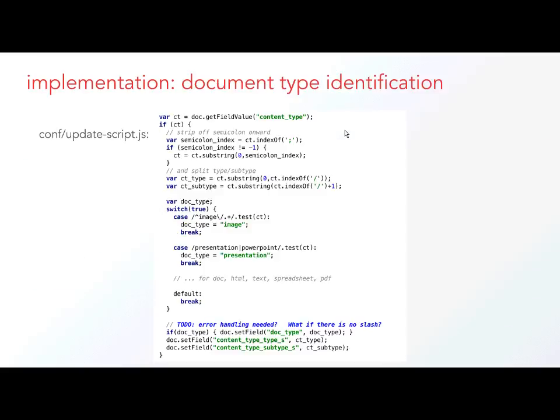Don't feel compelled to have to read this JavaScript code that's on the screen right now, but this is the section of the update script that identifies the document type. And we're using the content type field that comes in from the extract handler. So when, say, a PDF file gets sent into Solr, the content type is identified.